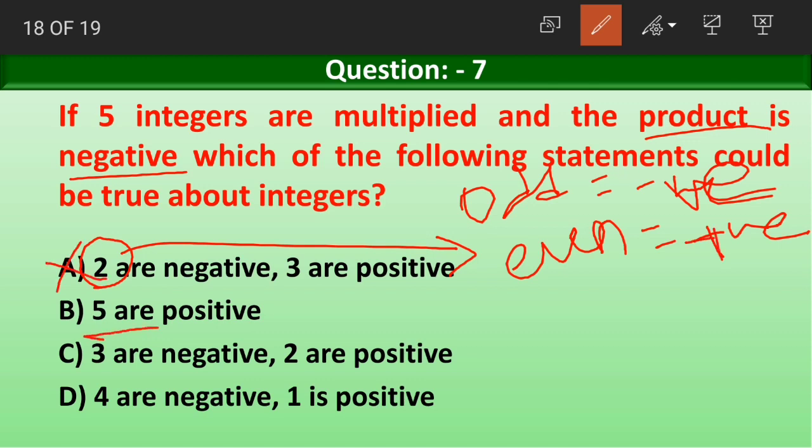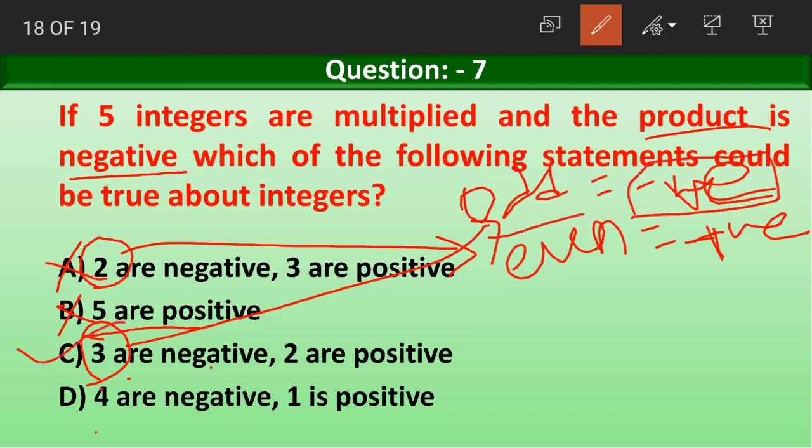Next, all 5 are positive. There are no negative numbers. So the result will obviously be positive. So again this is the wrong answer. Option C, 3 are negative and 2 are positive. What is 3? 3 is an odd number. The number of negative numbers in the given multiplication is odd. So what will the result have? The result will have a negative sign. So this is the correct answer.